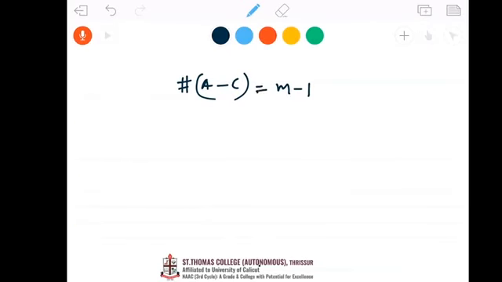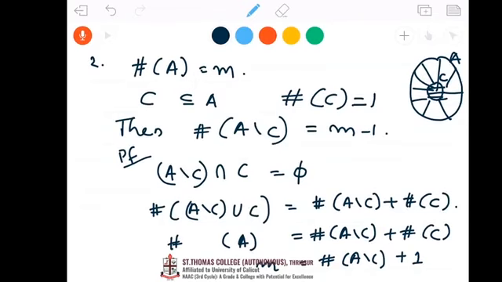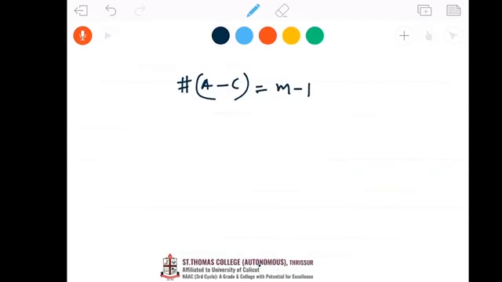Okay, I hope you understood the result. We have taken two disjoint sets, and then by the previous result, the number of elements in the union is equal to the sum of the number of elements in each set. We use that and we get that the number of elements in A minus C is equal to m minus 1.